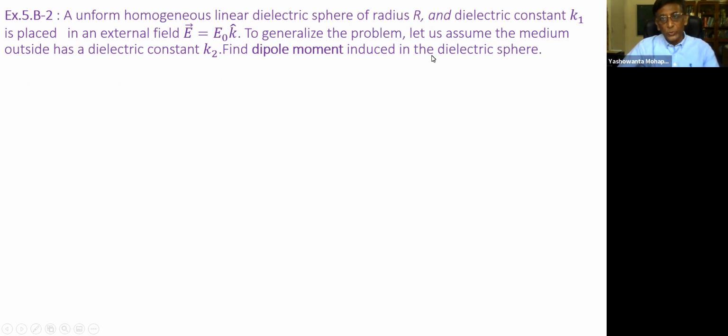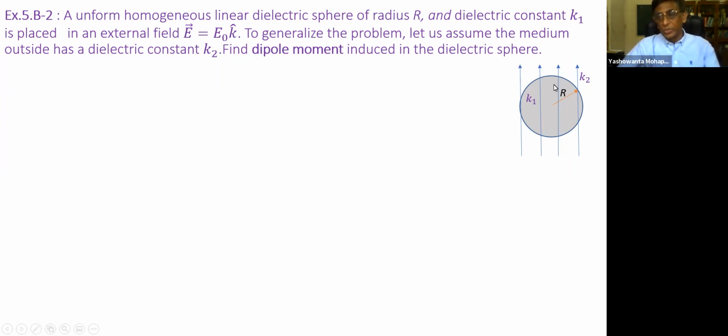Find the dipole moment induced in the dielectric sphere. Normally, in most of the problems, one could have taken this K2 to be air and that will be 1. But to generalize, I have taken it to be K2. So the situation is that we have a sphere of radius r and it is put in a uniform field of E naught K, and inside is K1, the relative permittivity of K1, and outside is K2, radius r. So the question is, find the dipole moment induced in the dielectric sphere.